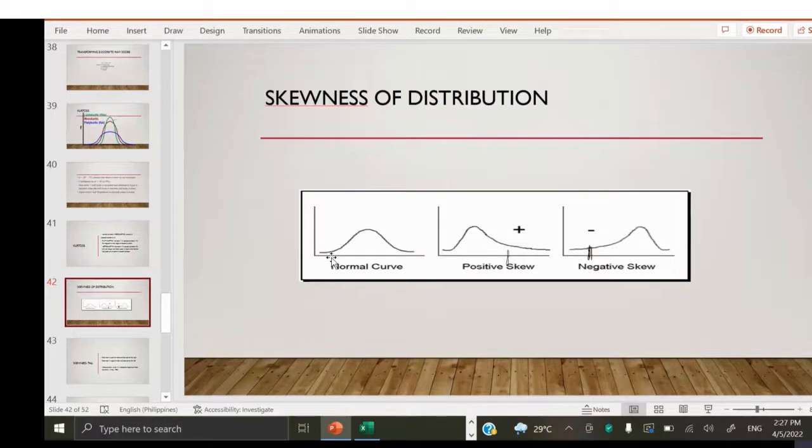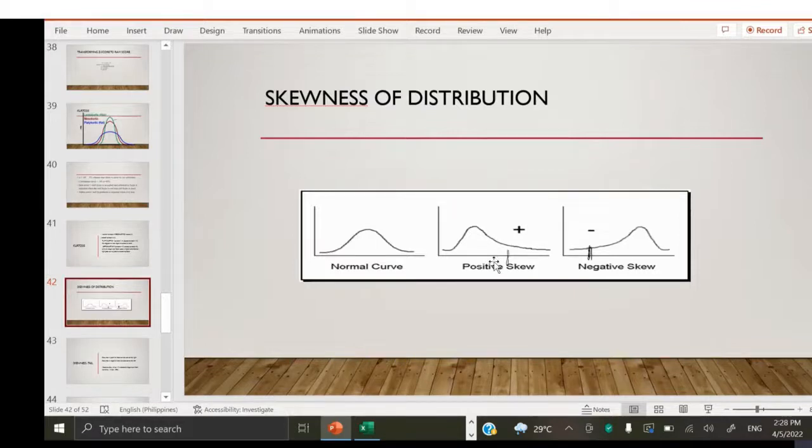The normal curve looks like this. Now, in a positive skew, the tail is to the right of the distribution and the mound is leaning towards the left. This means to say that most of your people belong to, let's say, for example, if it is an achievement test, so many of the people fall below the mean score.